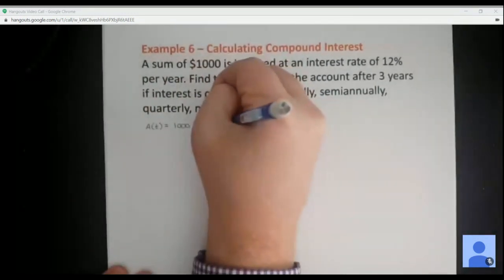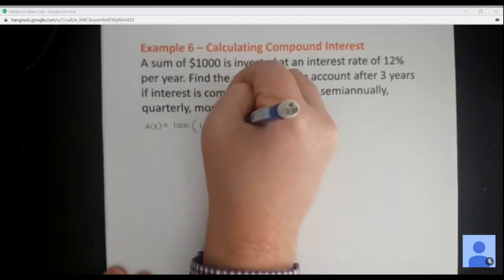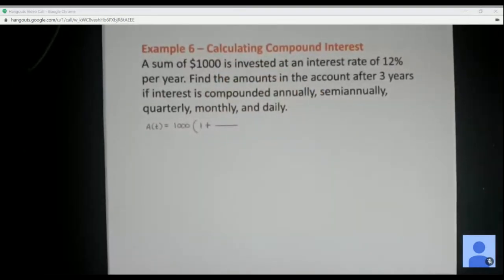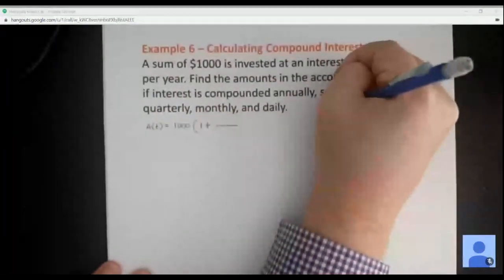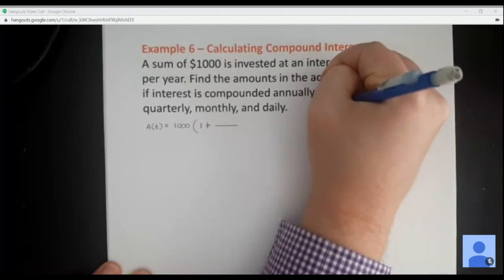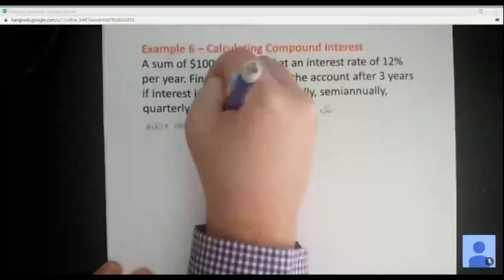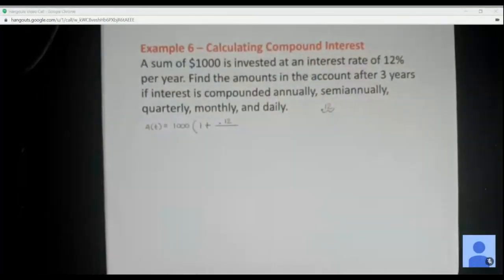Now we need our rate over the N value, right? So let's talk about the rate first. So what is our rate this time? Good, right? So it's 12%, and we said we want to change that to a decimal, and the way we change that to a decimal is we take that 12, we move the decimal 2 places to the left, and so that's what's going to give us 0.12 as our rate this time.